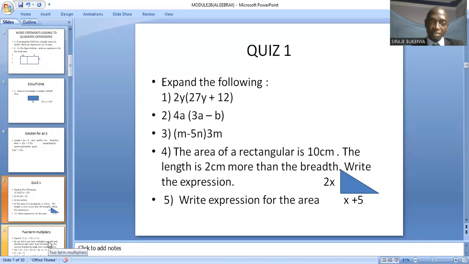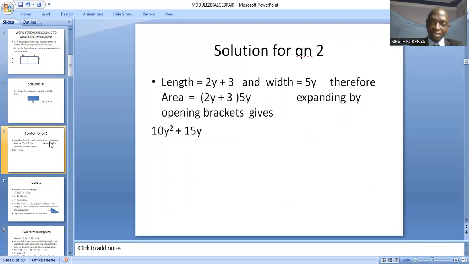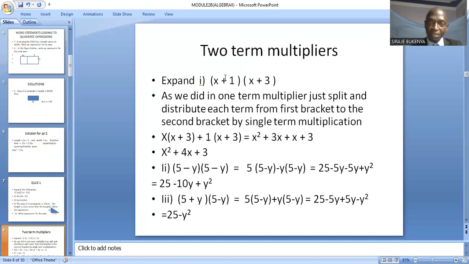So that is something that I want you to try. Look at two-term multipliers. As we saw, this was a one-term multiplier. You have one term, 5y, multiplying into the brackets. But now if there are two-term multipliers, then you have to open the brackets. This x multiplies into this bracket, and 1 also multiplies into this bracket. So this is how we do it here. You first look as if it's a one-term multiplier, x multiplying to this bracket and 1 multiplying to this bracket, and then you can expand and get this answer.